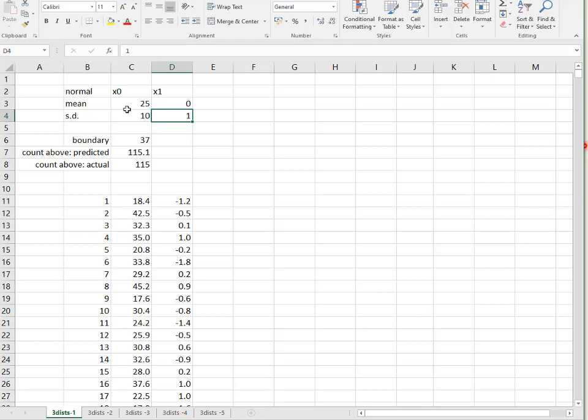This one here, with a mean of 0, standard deviation of 1, is known as the standard normal distribution. So it's going to have the same shape as this, but it's got this standardized mean of 0 and standard deviation of 1. Now, this boundary of 37 is 12 above the mean. So from here to here is 12. In terms of standard deviations, that's 12 divided by 10 is 1.2. So it's 1.2 standard deviations above the mean. Therefore, the z-score is 1.2.